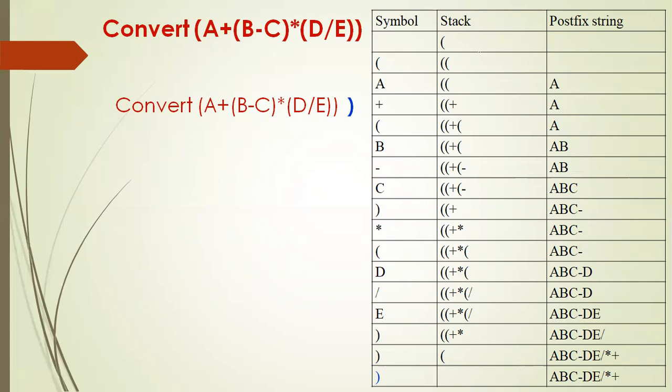Next symbol is once again a right parenthesis. First star is popped, then plus is popped. So it becomes ABC minus DE slash star plus, and your stack is left with only one left bracket. The last symbol in P is the rightmost parenthesis, shown in blue color. Whenever a right bracket comes, remove all the symbols from the stack and add them to P, and remove the left bracket. No symbols are there, so simply remove the left bracket. Your stack now becomes empty. Your algorithm is terminated. The last value in the postfix string, ABC minus DE slash star plus, is the equivalent postfix expression for the expression given at the top.